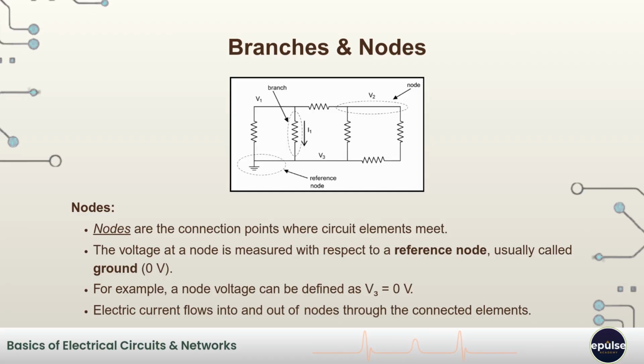A node is simply a point where two or more circuit elements are connected together. In circuit analysis, we usually measure voltage at a node with respect to a reference point, commonly known as ground. The ground node has a voltage defined as 0 volts. Therefore, in accordance to the figure above, the voltage at node V3 with respect to the reference point is equal to 0 volts. This allows electric current to flow in and out of the node through the components connected to them.